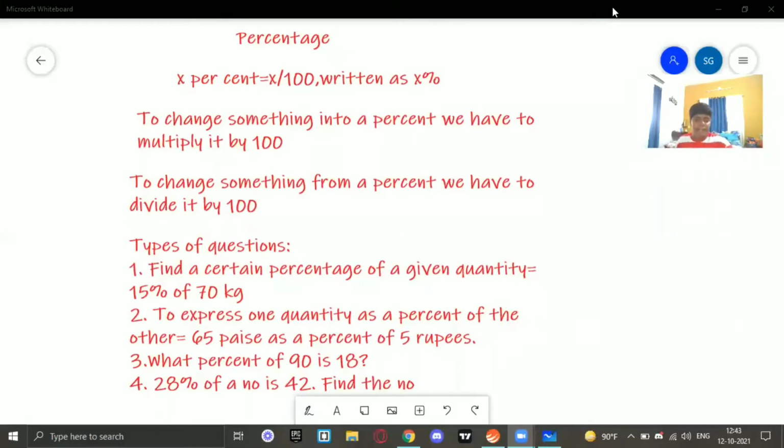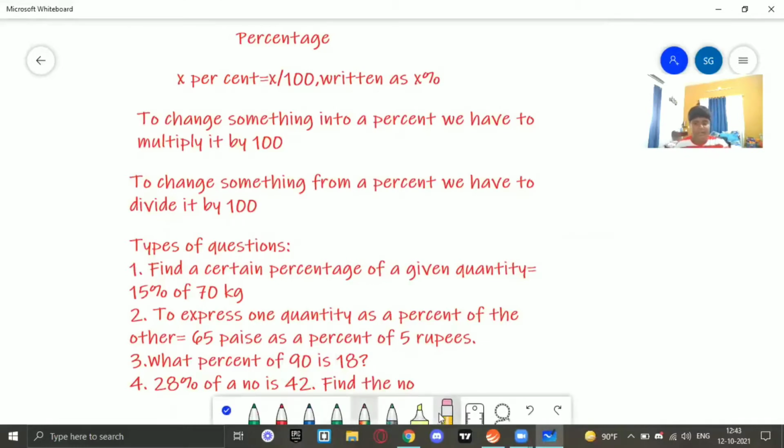So percentage. Now, as you can see over here, I've given types of questions that can come in the exam. There are 4 types of questions, as I told. So let's read the first one. The first question says, find a certain percentage of a given quantity. You will have a quantity given, and you have to find a percentage of it. One example of this is 15% of 70 kg. That's one type of question.